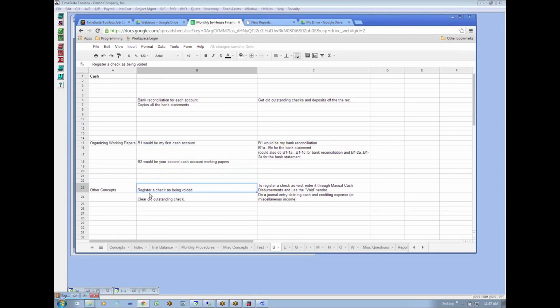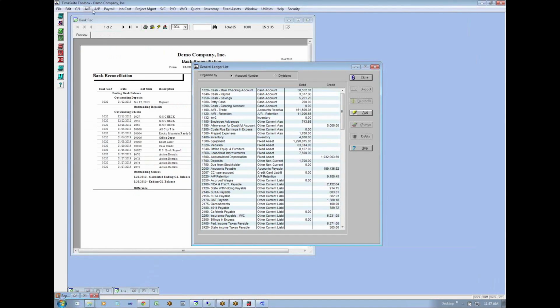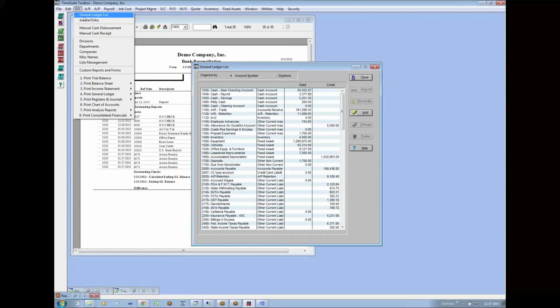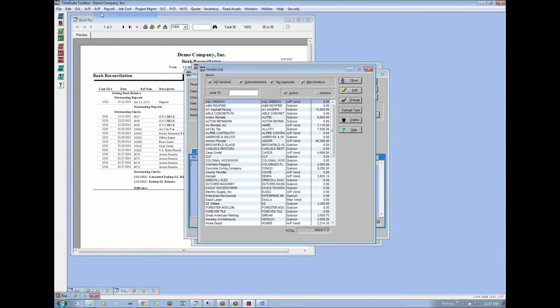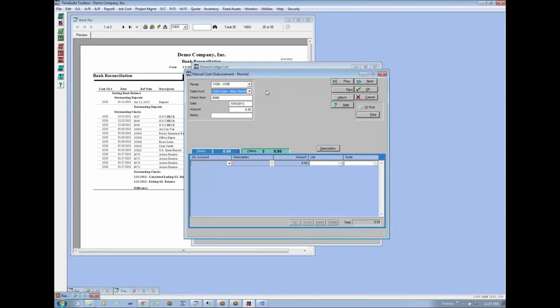Other concepts, register. How do you register a check to be voided? To register a check as void, enter it through manual cash disbursements and choose the void vendor. So we'll just do that real quick. Manual cash disbursements. And let's say we're going to use a special vendor called void, and you'll notice that that vendor is not in the vendor list. It's a hidden vendor in the system.